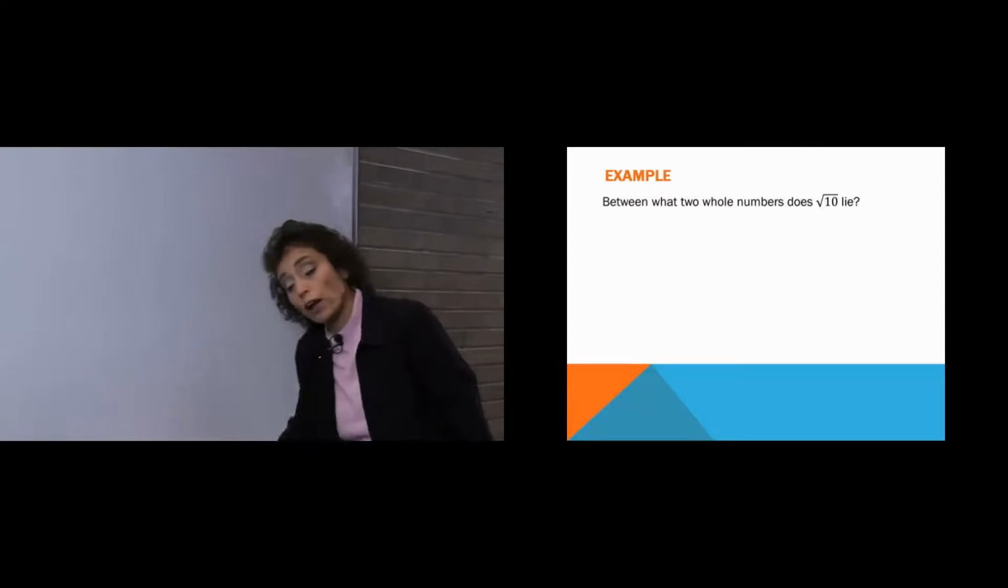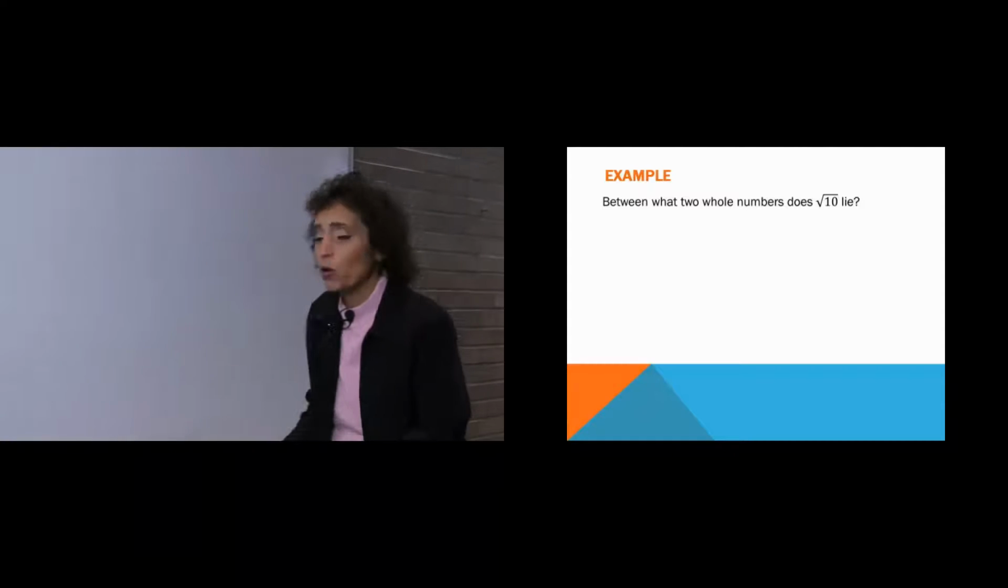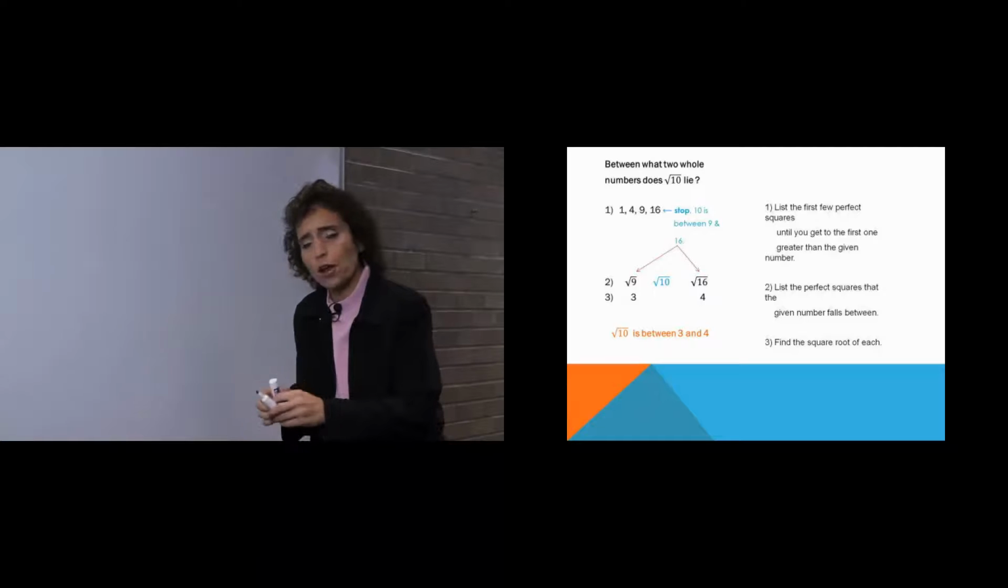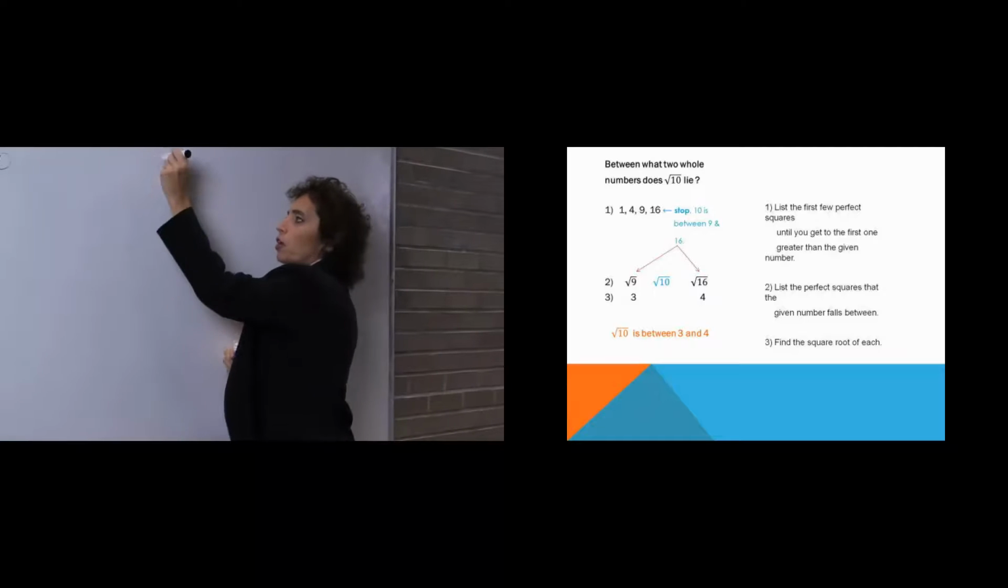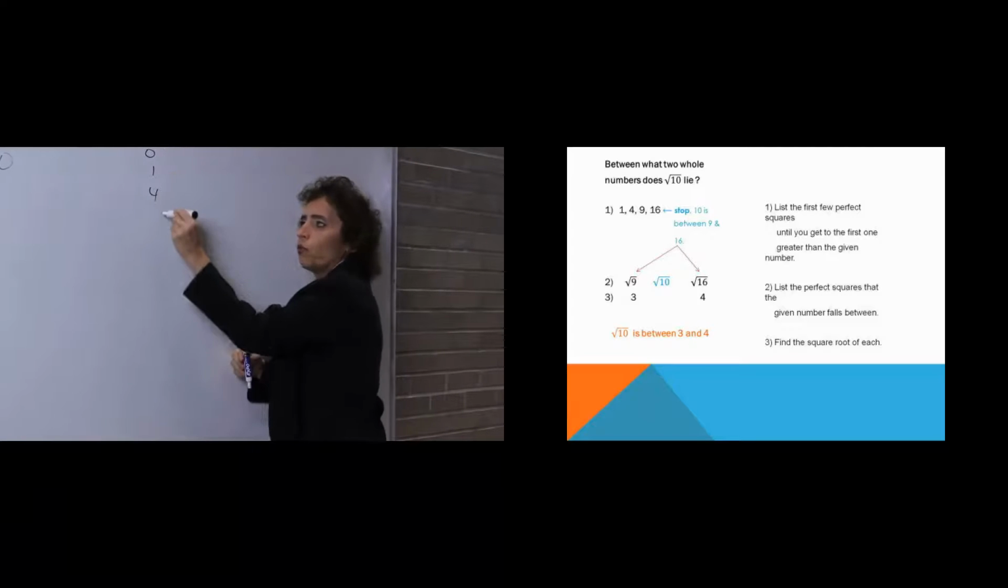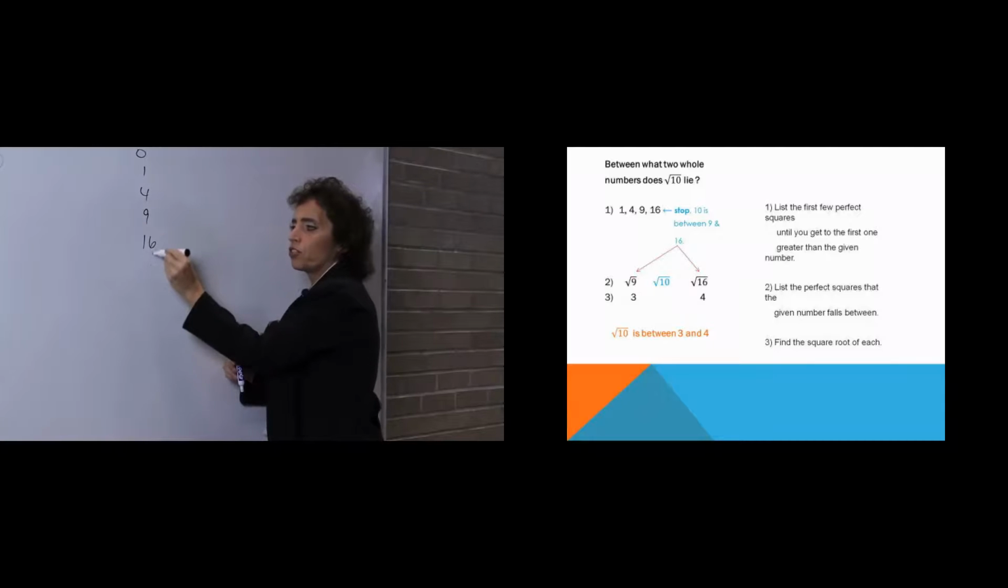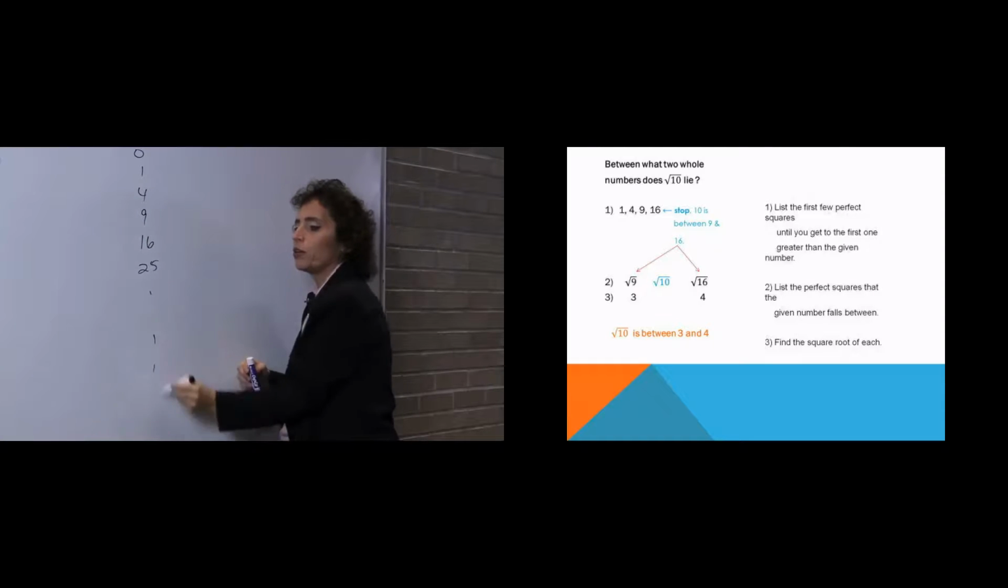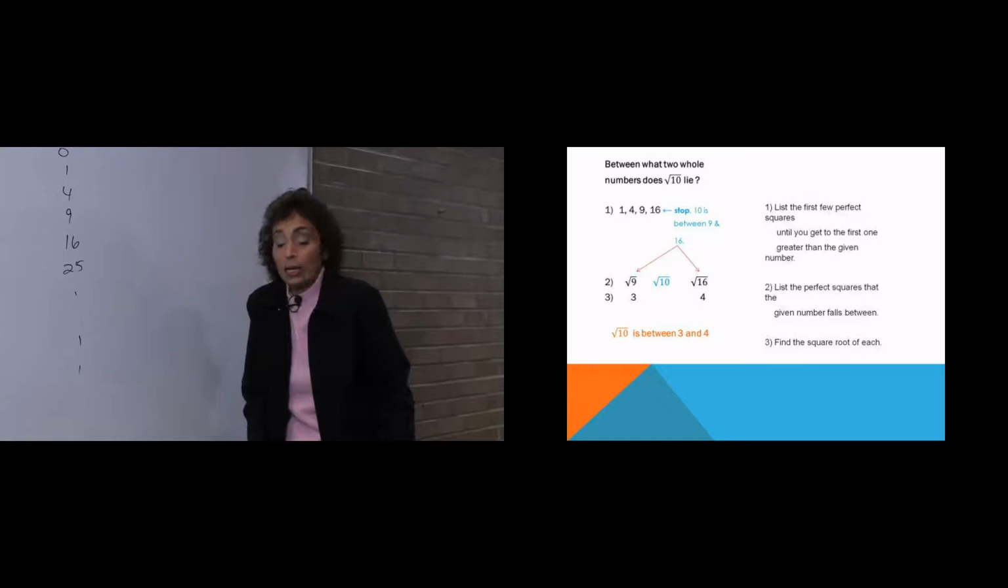Okay, ready? Square root of 10. Here's what I know. I'm going to write a couple of perfect squares on the board. You ready? 0 times 0 is 0. 1 times 1 is 1. 2 times 2 is 4. 3 times 3 is 9. 4 times 4 is 16. 5 times 5 is 25. I can keep going forever, but, you know, I'd be here all day.